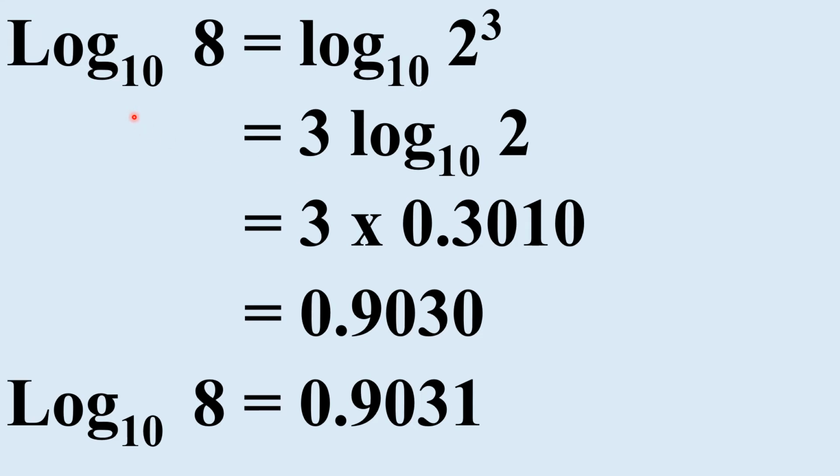Value of log 8 you can find out without using the logbook, provided you know the laws of logarithm and you know the value of log 2. So this log 8 can be written as log 2 cube. This log 2 cube can be written as 3 log 2, 3 into the value of log 2. Value of log 2 is 0.3010. 3 into 0.3010 is 0.9030. Through the book, if you find out the value of log 8, it will be 0.9031. The difference between these two is negligible.